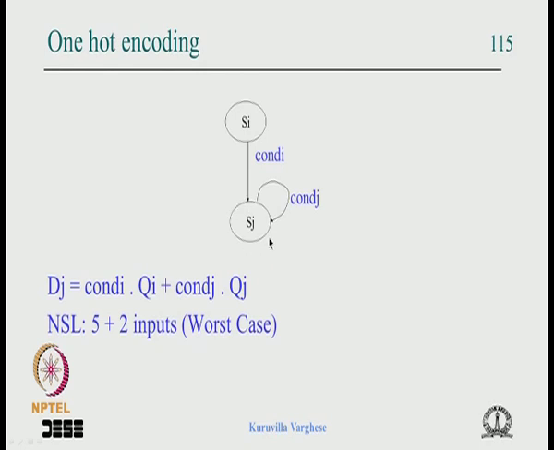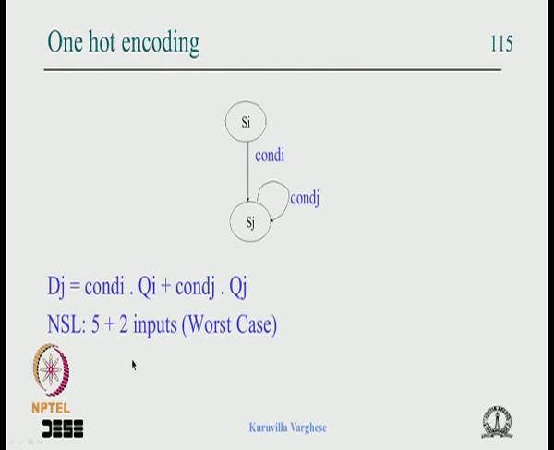Okay. So you take this kind of state transition: Sj gets 2 transitions, one from the previous state Si on condition I, and for Sj there is a self loop which is condition J. So the Dj, corresponding to this state J, is nothing but condition I and Si, but Si is just a single flip flop, so we will say it is Qi, or condition J which is composed of worst case 5 inputs and Qj, because this state is represented by a single flip flop Qj.